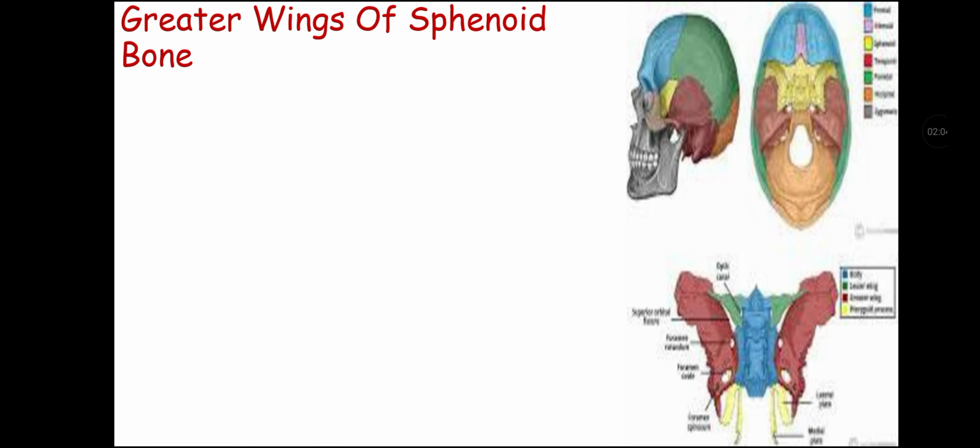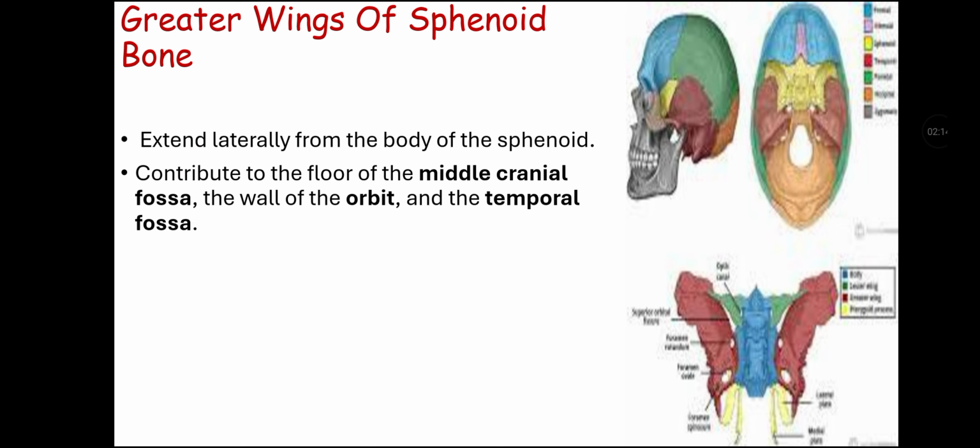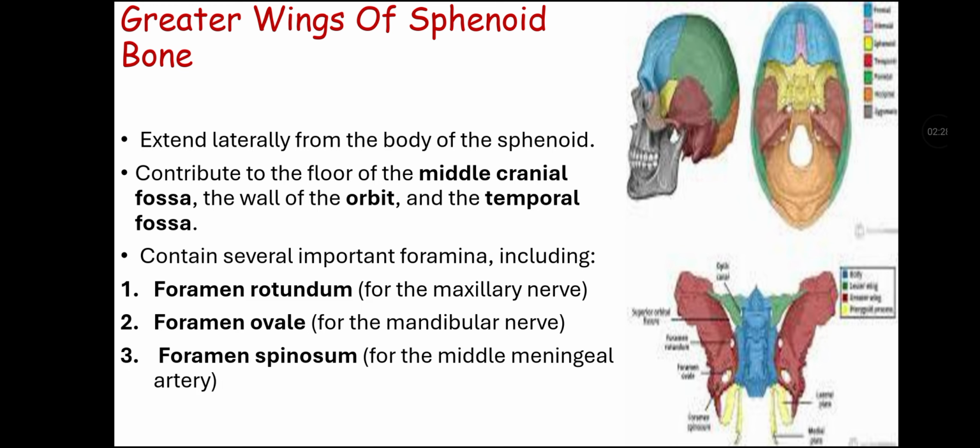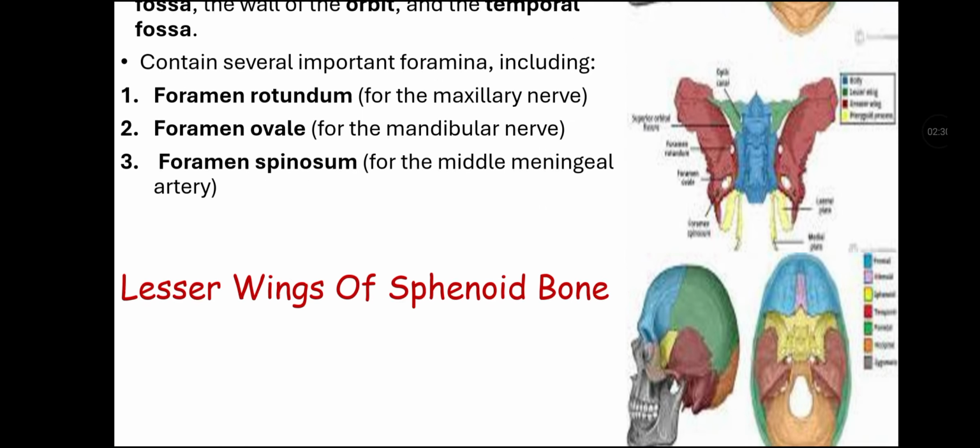Next, we will talk about the greater wing of the sphenoid bone. Here you can see the red colored area of the sphenoid bone in the third diagram is the greater wing. It extends laterally from the body of the sphenoid. It contributes to the floor of the middle cranial fossa, the wall of the orbit, and the temporal fossa. It contains several important foramina, including foramen rotundum, that is for the maxillary nerve, foramen ovale, that is for the mandibular nerve. It has foramen spinosum, that is for the middle meningeal artery.